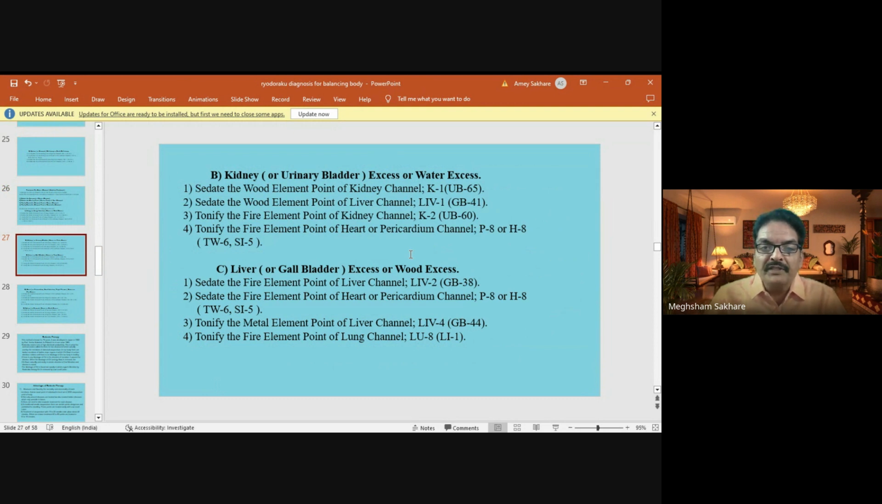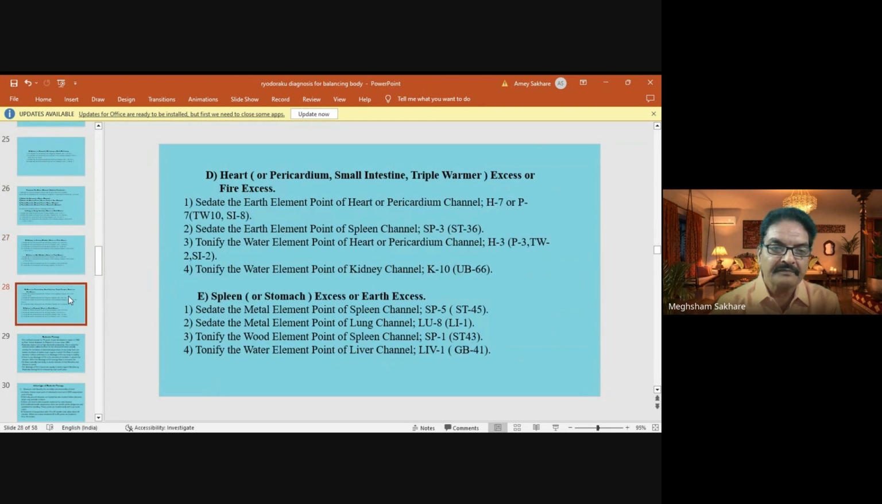K2 and UV60 are the fire element points of the kidney and urinary bladder channel. Tonify the fire element point of the heart and pericardium channel, P8, H8, TW6, Si5. Out of this, you can use 1 or 2 or 4 points.